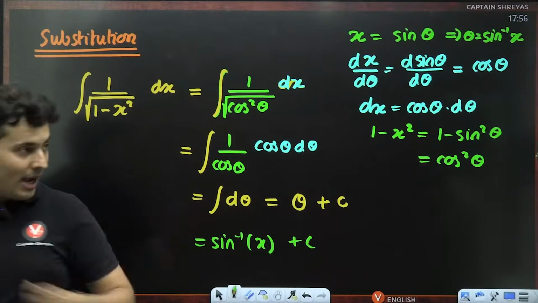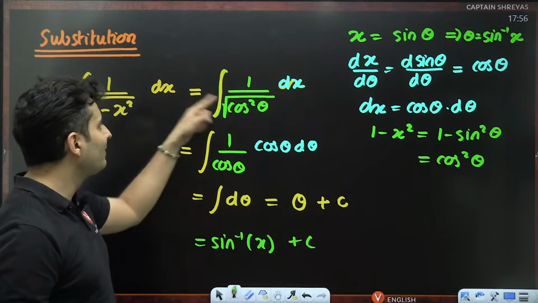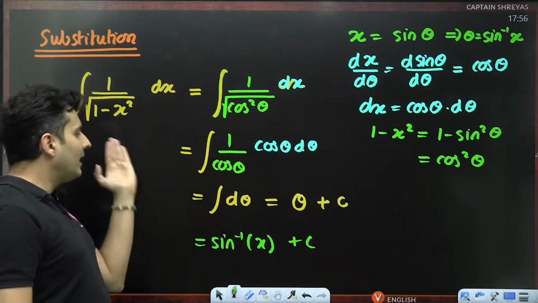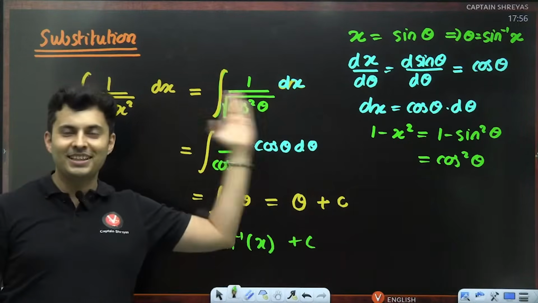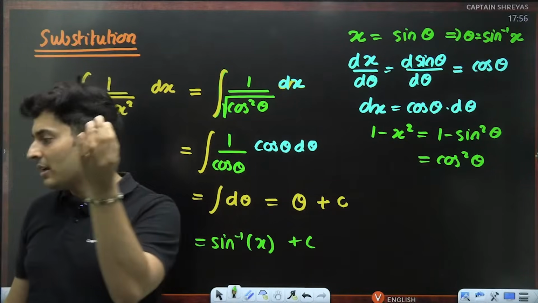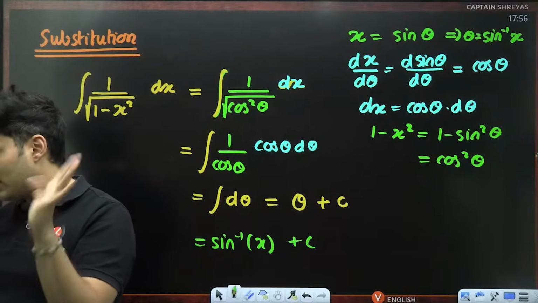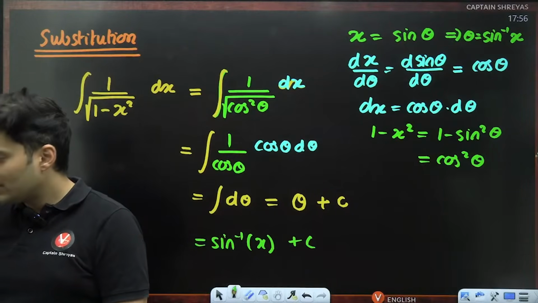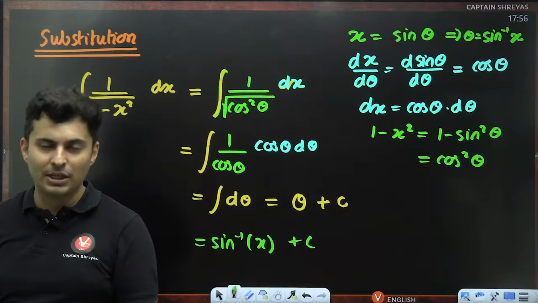Got it? You have to resubstitute it back also. Here we substituted and again get it back into x. You cannot leave the answer in theta because theta was an assumed variable. It was a temporary placeholder. Yep, exactly. This is basically called the method of substitution.